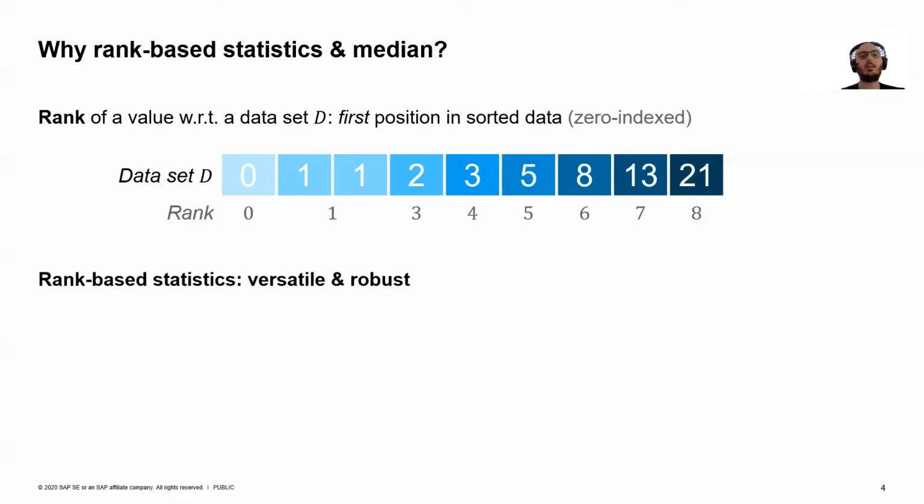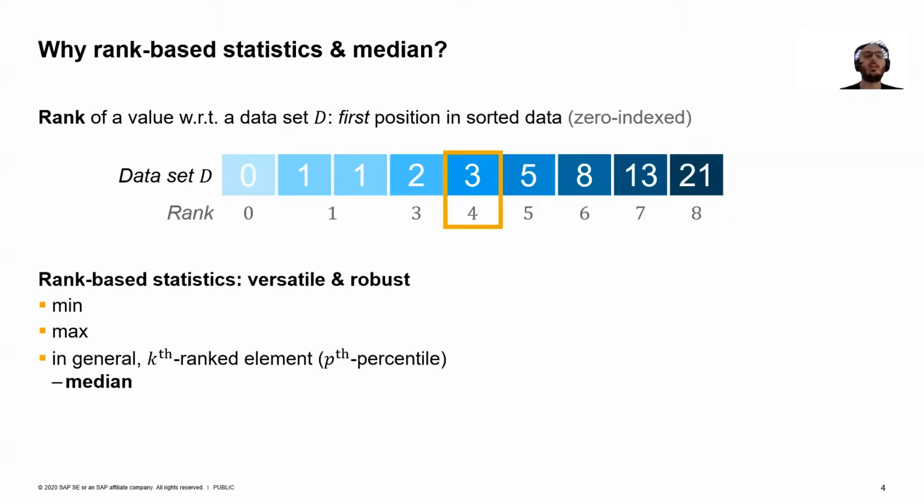Rank-based statistics are versatile and robust, meaning we can use them to define the minimum value, the maximum value, and in general, any value with any rank, the k-rank value, also called the p percentile, including the median. The median is a typical value of data, which is more robust to outliers than the mean. We'll show what it means with an example.